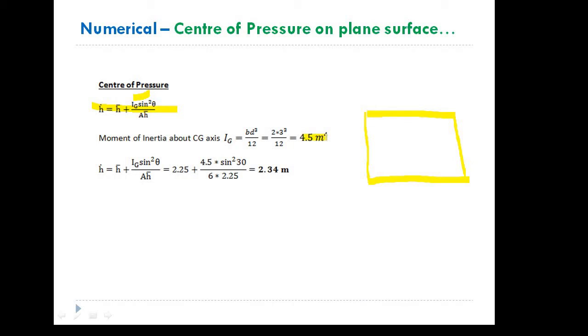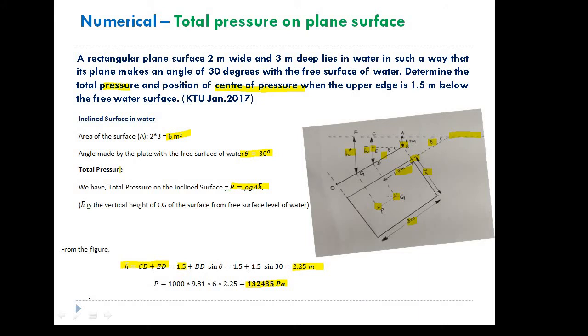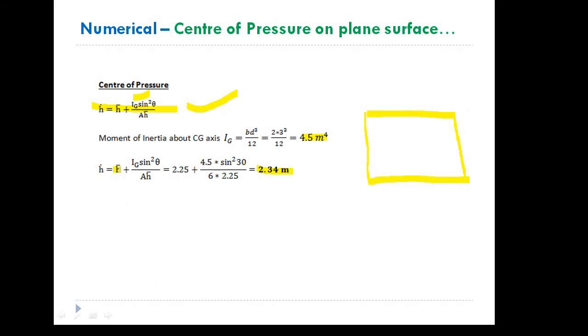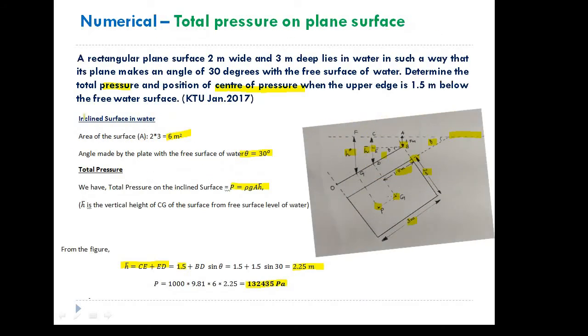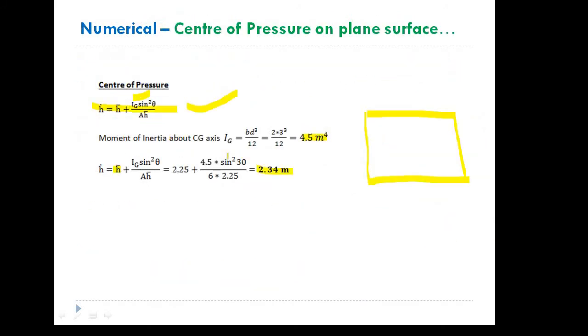If you substitute the moment of inertia in this equation, you will get h star as 2.34 meters. So what was the value of h bar? Let us see. H bar was 2.25 meters and h star is 2.34 meters. You can see the relative position of center of gravity and center of pressure from these numerical values of h bar and h star. H star is below h bar.